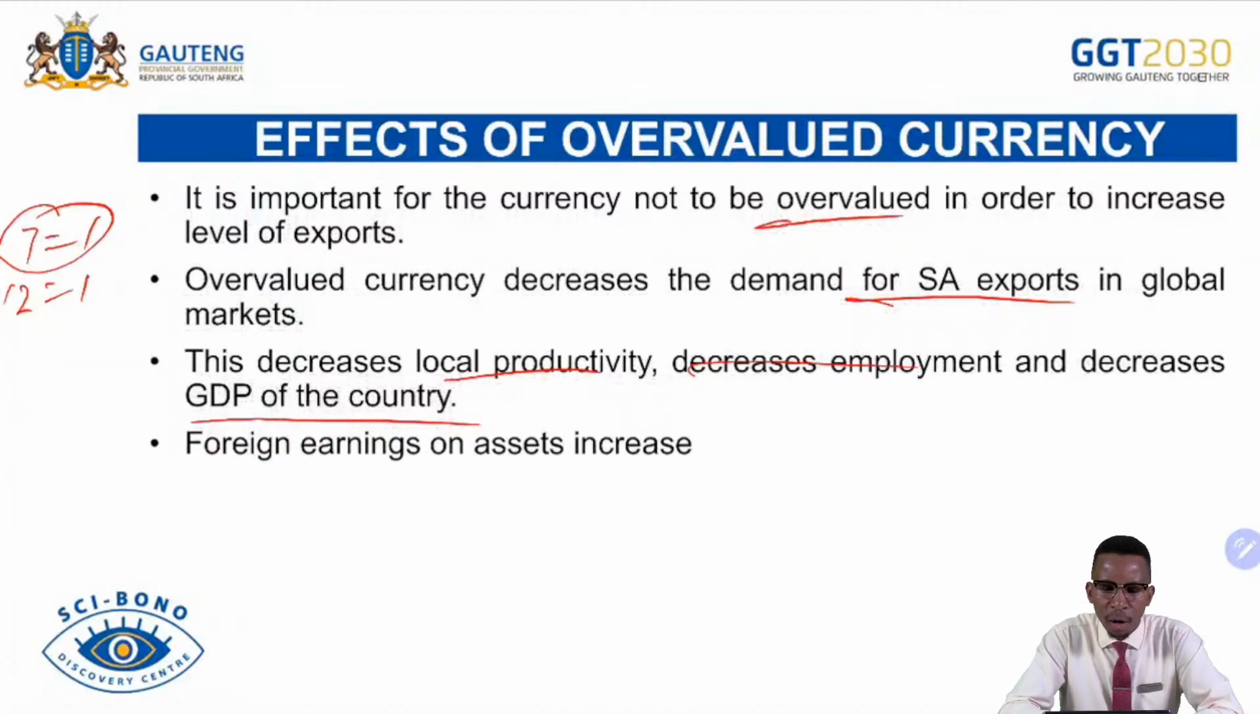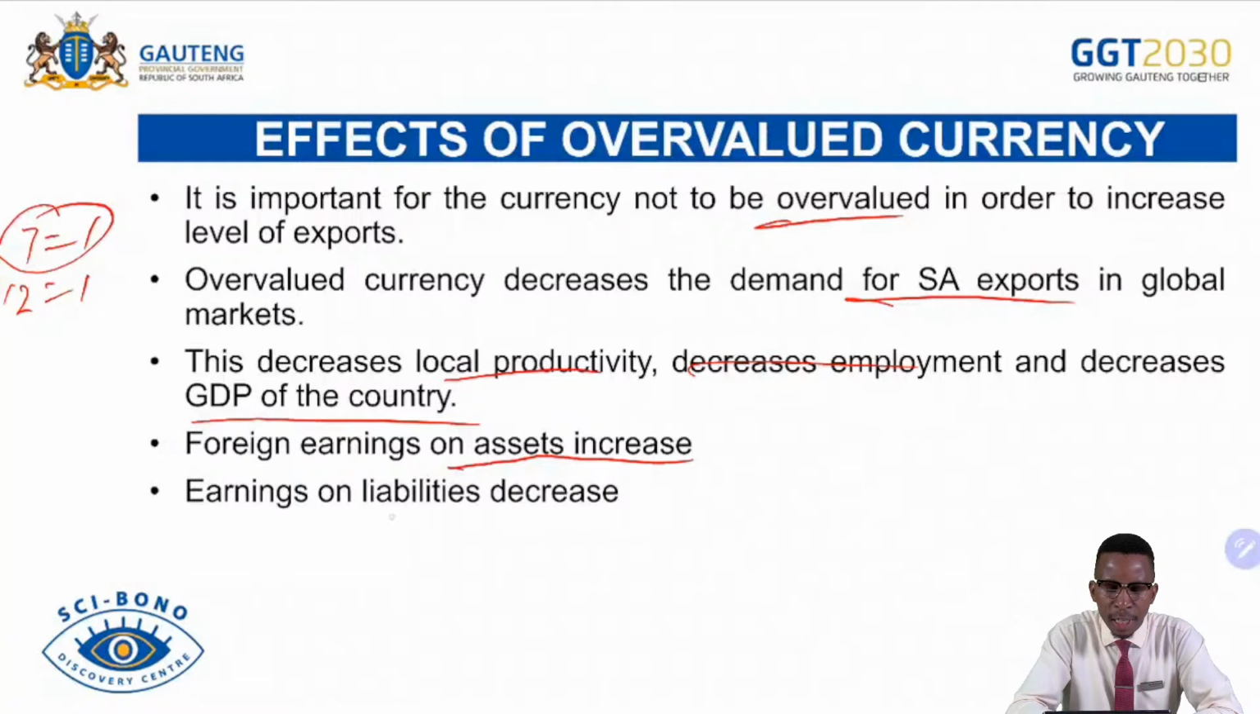Foreign earnings on assets will be increasing, however, because our currency will be too strong or overvalued. Earnings on liabilities will be decreasing because their currency will be undervalued while our currency is overvalued.